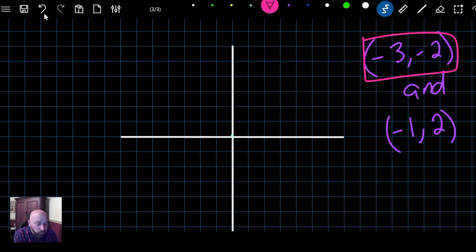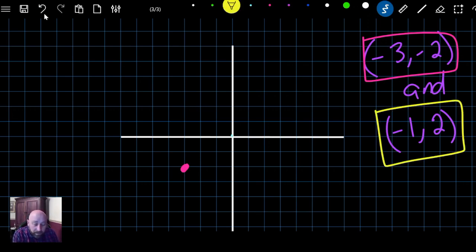Let's call this one the pink one, so we'll put it on the pink dot. Negative 3, that's the x: 1, 2, 3. And then negative 2, 1, 2, we're going down. So we're going to put our pink dot right there. That is negative 3, negative 2. We counted away from 0. Now the second point, we'll call our yellow dot: negative 1, positive 2. We go negative 1, positive 2, 1, 2, and put another point right there.